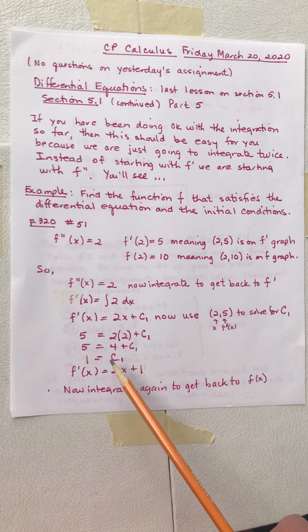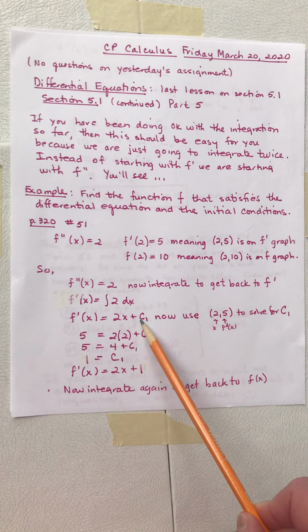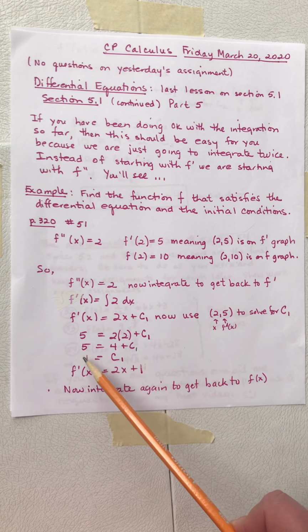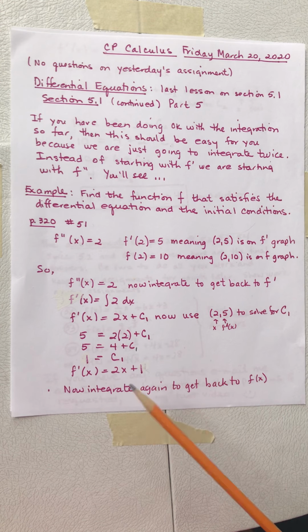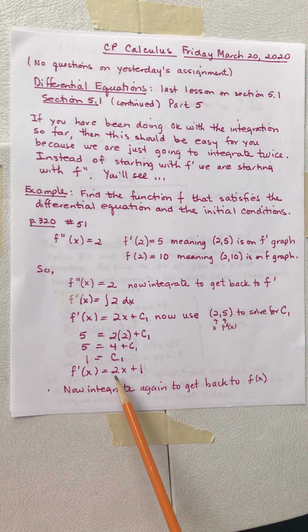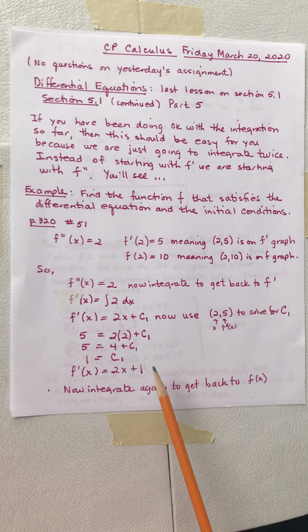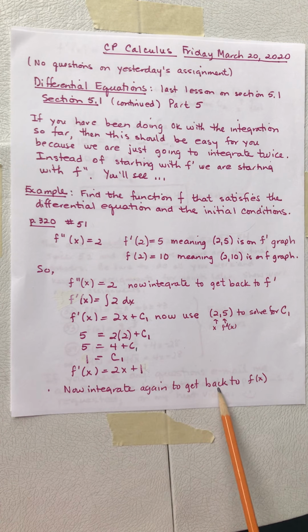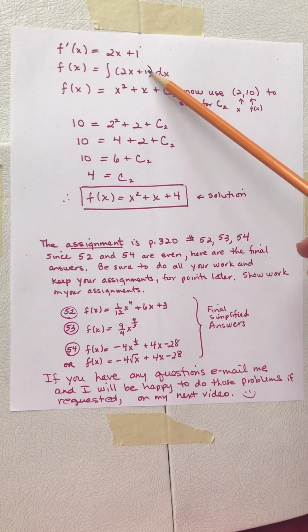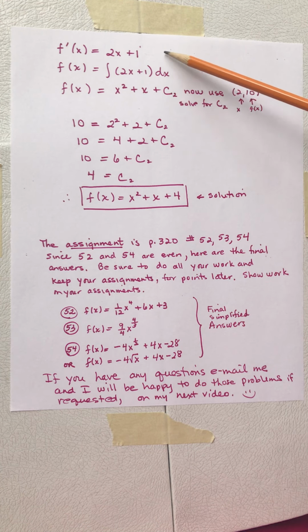So we're going to take the original f prime that we just solved for, 2x plus c sub 1, and plug 1 in for c sub 1. So now we have the first derivative equation, which is f prime of x equals 2x plus 1. But we need the original function. So now we have to integrate again to get back to the original function f of x. So let's see what that looks like. The f prime that we just found was 2x plus 1.